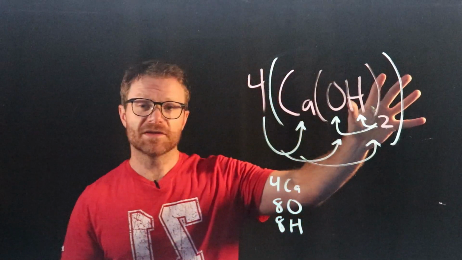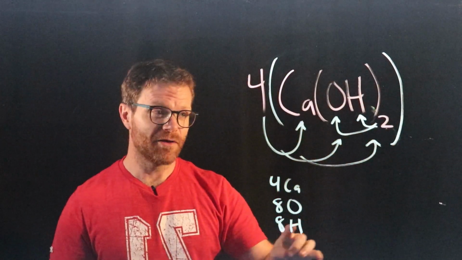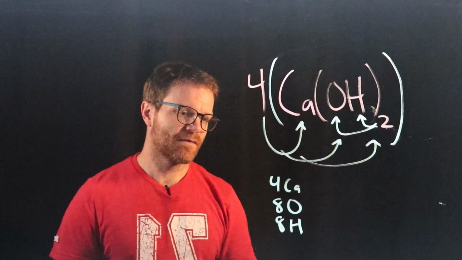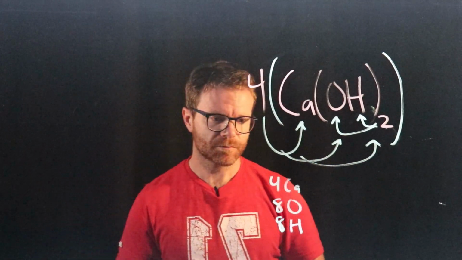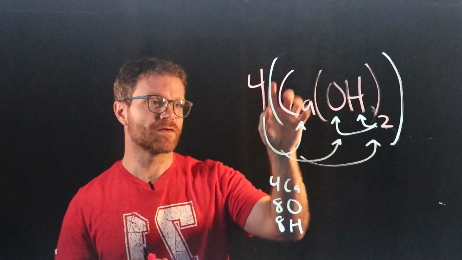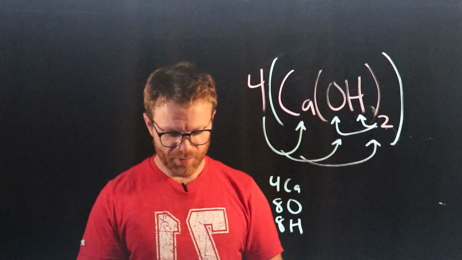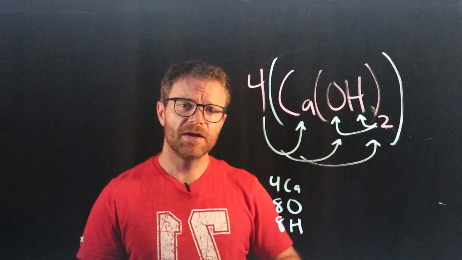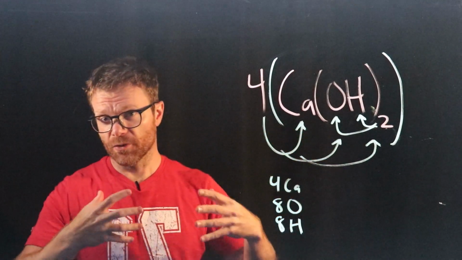So if we have 4 calcium hydroxides, we have 4 calciums, 8 oxygens, 8 hydrogens, 3 elements for a total of 20 different atoms. How many molecules do you see here? Well, 4. There's 4 calcium hydroxides. Okay, let's do one more example that'll challenge you a little bit even more, and then I think you'll know everything you need to know about reading chemical formulas.